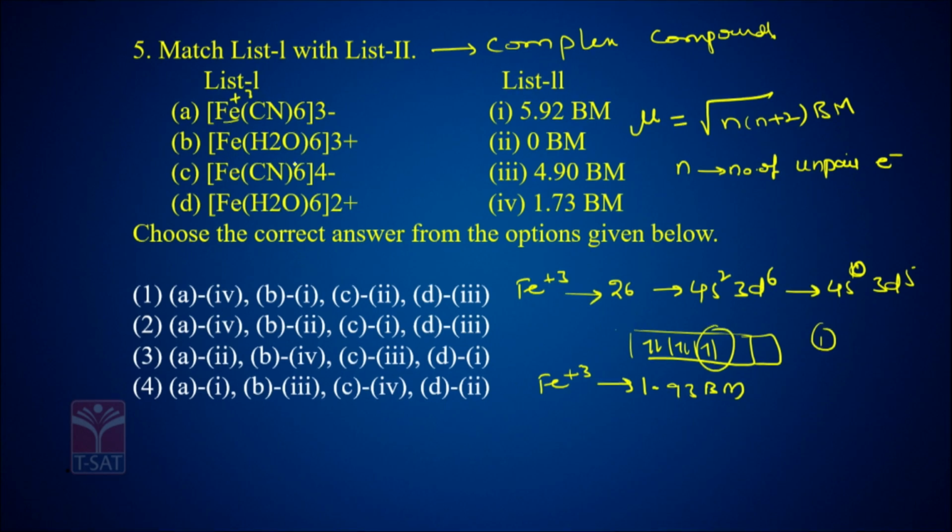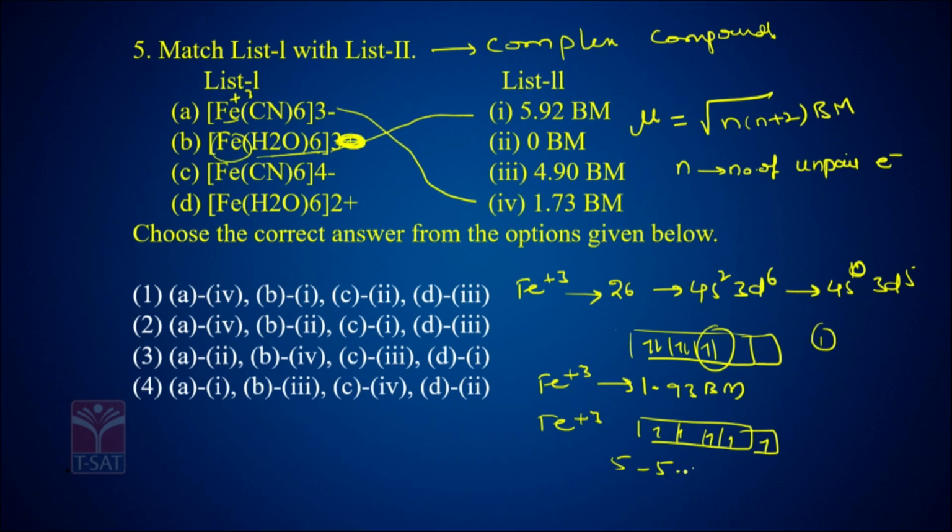Here H2O, with 3 plus, is Fe plus 3 again. Yes, A is 4. B, here the oxidation state of Fe will be how much? 0. This 3 plus is not there here. Fe is 0, which means 5 unpaired electrons: 1, 2, 3, 4, 5, not paired. H2O is a weak field ligand. Weak field ligand means not paired. So 5 means 5.92 Bohr magnetons. So B is 1.